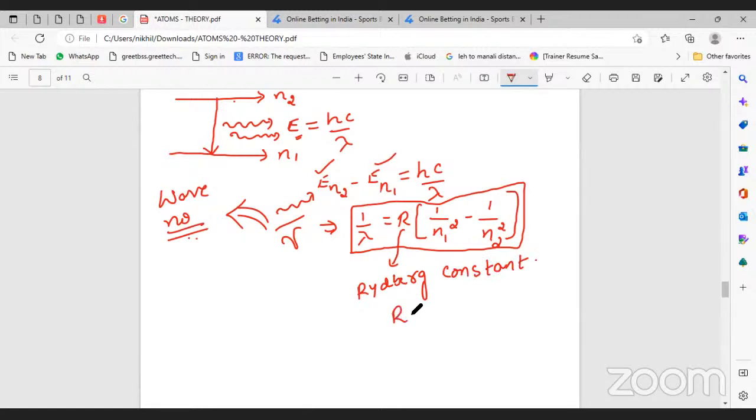The value of this Rydberg constant is 1.097 into 10 power 7 per meter. But this is valid only for a hydrogen atom. For a hydrogen atom, the value of R is 1.097 into 10 power 7 per meter.